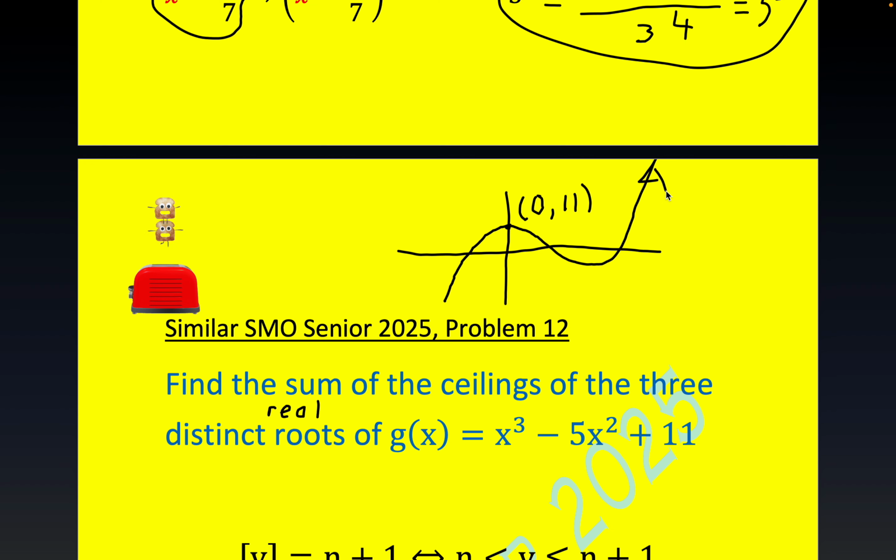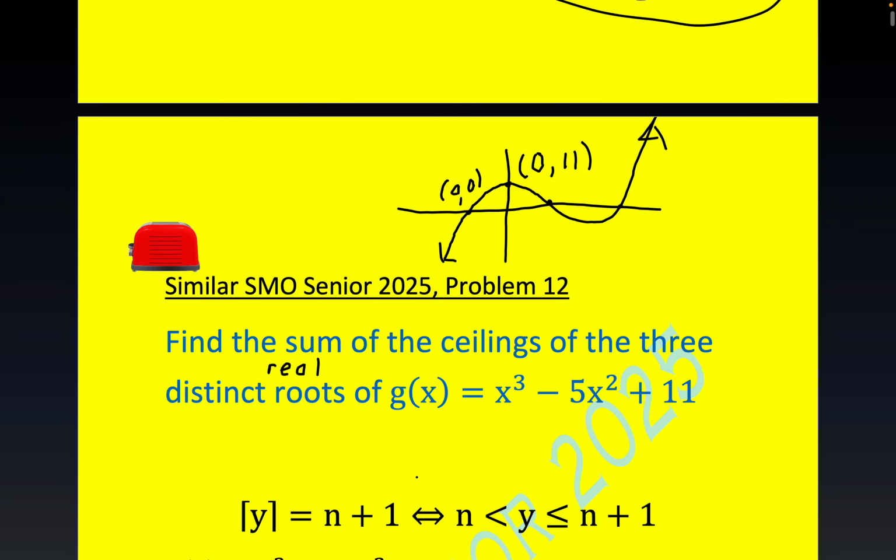So notice that this behavior here and here is cubic. We have a root right here, a root right here, and we have no idea what these values are. But we're supposed to find the sum of the ceilings. If those roots are, for example, this would be (a, 0), this would be (b, 0) and (c, 0). What we're actually looking for here, folks, is the sum of the ceilings.